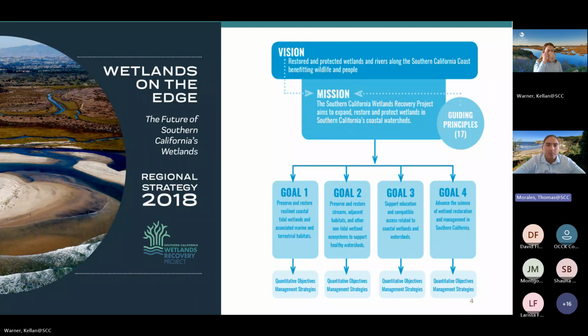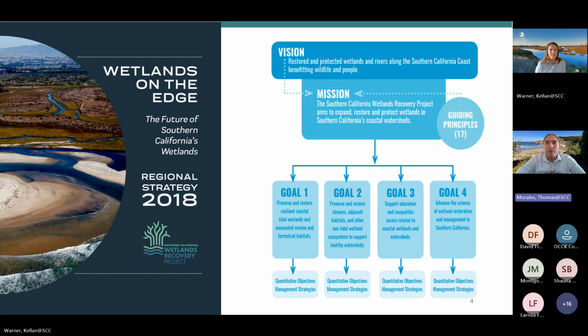And now moving on to the WRP regional strategy. The WRP is guided by our regional strategy, which was updated in 2018. As you just saw on the previous slide, there's 18 agencies that are members of the Wetland Recovery Project, which takes a lot of coordination. So having a strategy that outlines our goals is important. And you can see our 4 main goals here on the right. Importantly, the regional strategy lays out quantitative objectives and management strategies for meeting each of these goals.